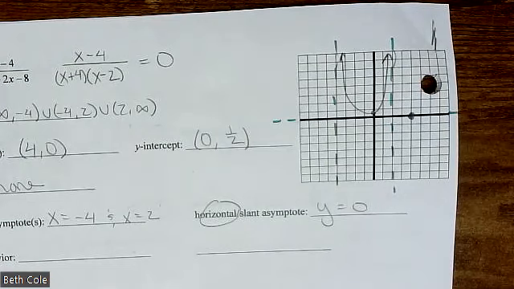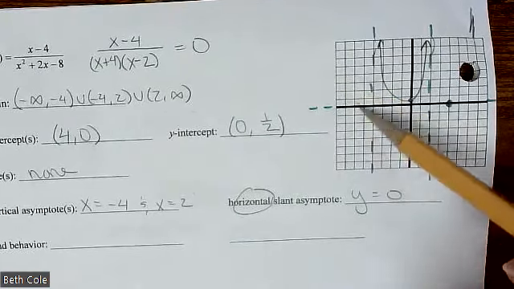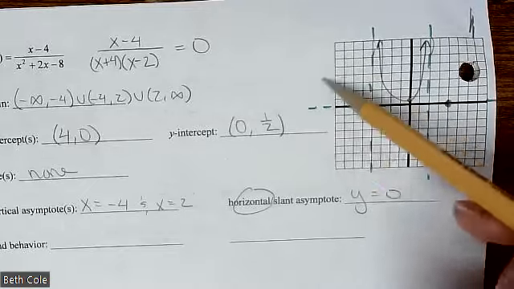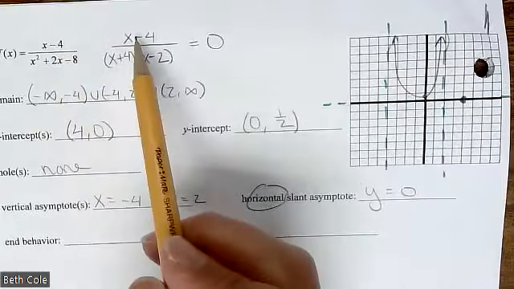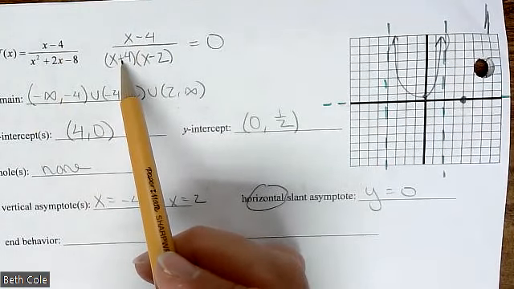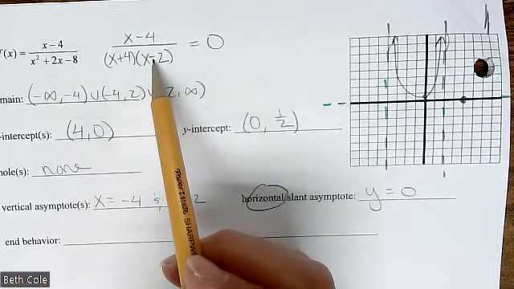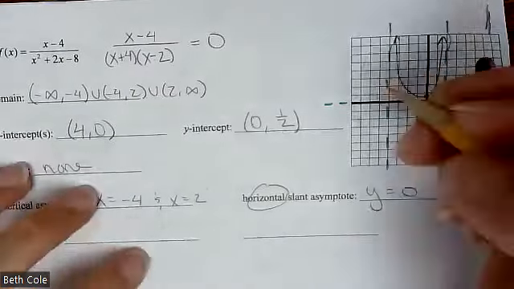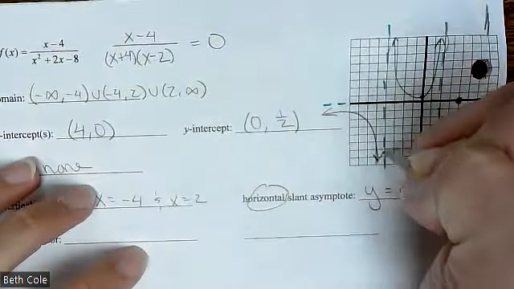All right, and then let's pick numbers to test. Can you give me a number in this section? -8, good. -8 minus 4. Negative. -8 plus 4. Negative. -8 minus 2. Negative. Negative, negative, negative. Below sea level.